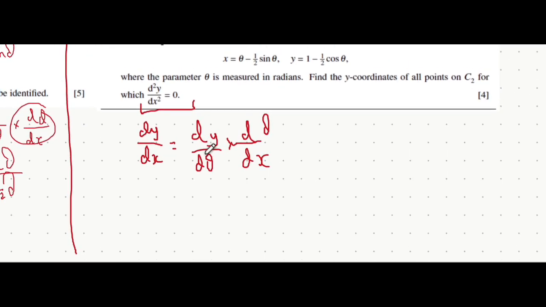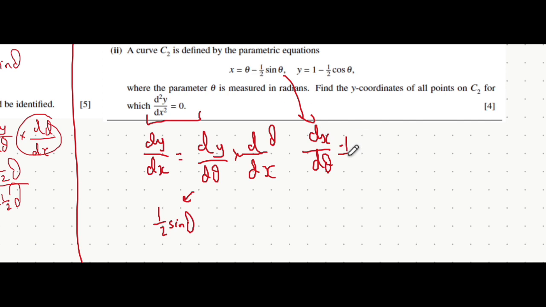Dy by d theta is what you get when you differentiate this equation here, the right hand side, with respect to theta. So cos differentiates to minus sine, so this will differentiate to positive a half sine theta. Let's write that out, half sine theta. Now d theta by dx, we have to sort of find dx by d theta, because that's something that we can find by differentiating the right hand side with respect to theta. And after we find that, we do the reciprocal to find d theta by dx, just like we did before. So the differential of theta, do be careful about that.